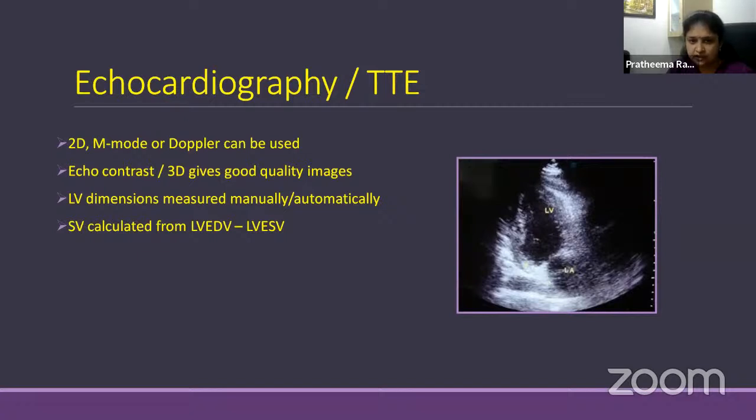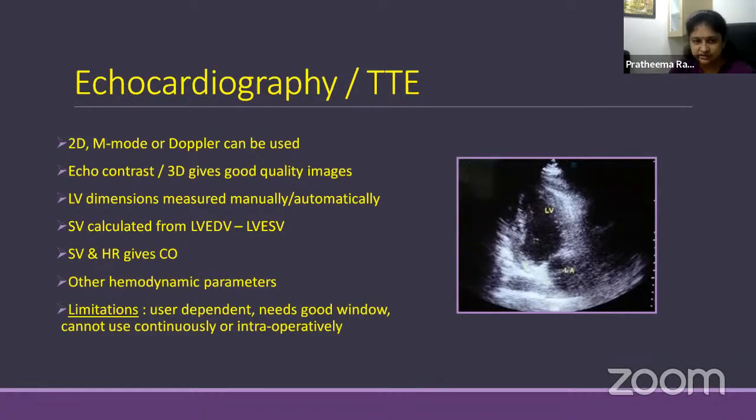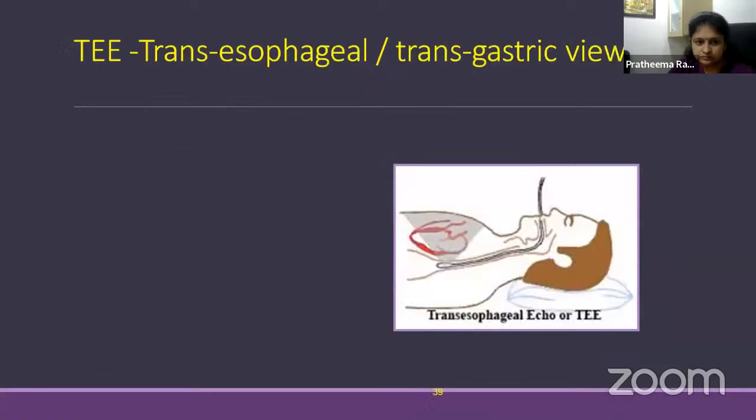We just put the probe into the esophagus and we see from the back side of the heart, and with calculations and measurements, it gives the cardiac output and other hemodynamic parameters. But the limitation is we need a good window. It cannot be kept there for time immemorial. We cannot continuously monitor. We can just keep it for some time till the surgery is over and take it off.